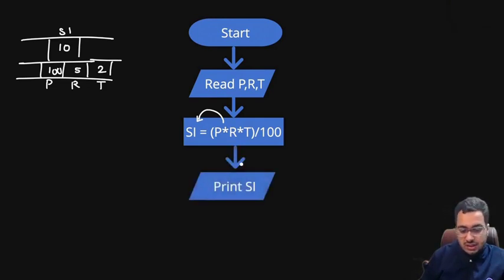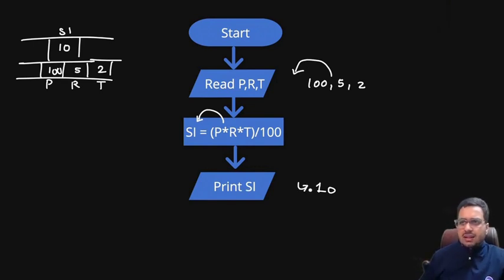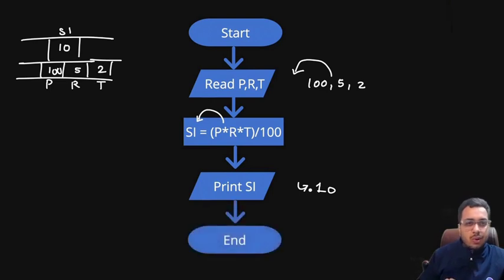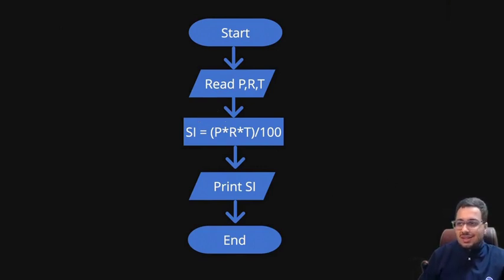So let's print the simple interest. That will print the value of this bucket. That 10 is printed, and here we were consuming three inputs, 100, 5 and 2. They go as input, and this simple interest is the output, and that's it. Now we are done with the process, and hence we write the end. That is how simple it is to draw a flowchart. I hope this problem is clear. See you in the next video.